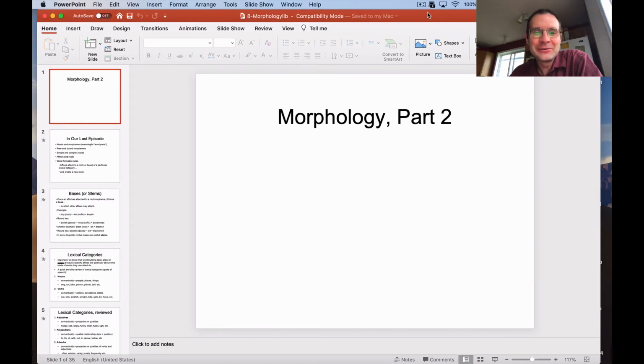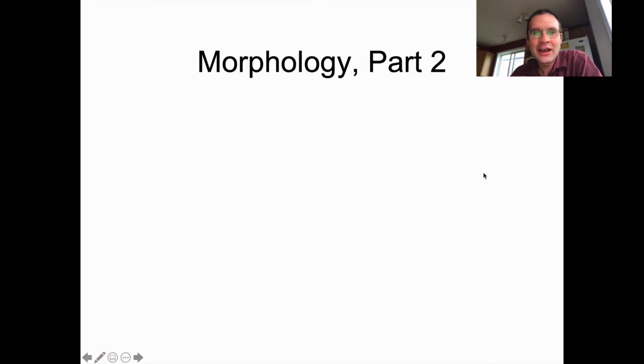Today we are going to continue our discussion of morphology, and in particular, we're going to learn how to draw trees of morphological structure, trees of the morphological structure of complex words. So it's a pretty clear task we have ahead of us. We just kind of have to learn how to do it.